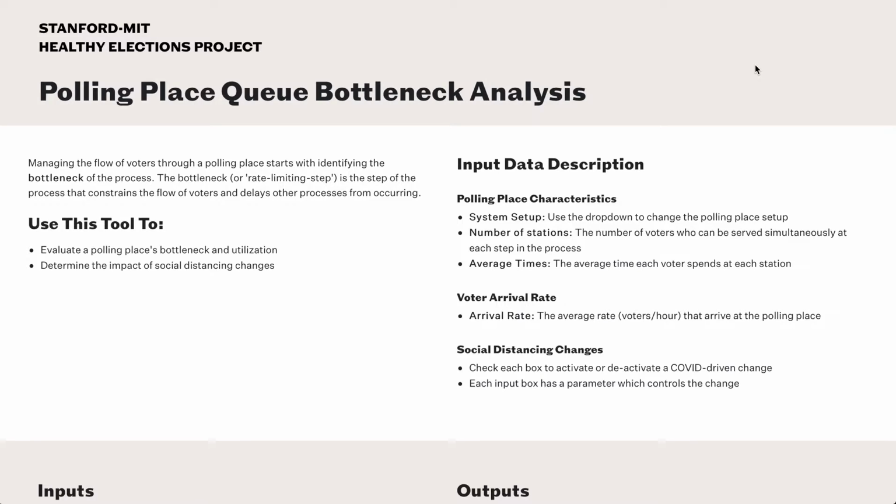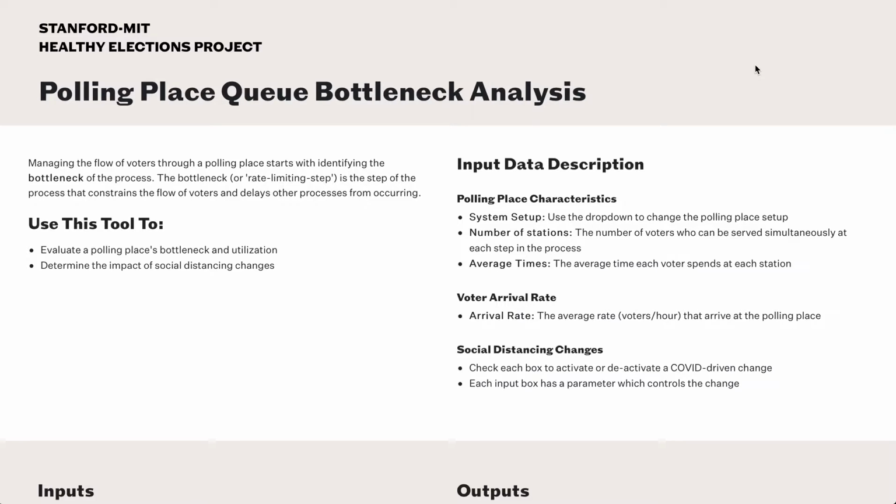This tool takes several things as inputs. The primary thing is the characteristics of the polling place, including the setup of the process, the time of each step, and the number of servers. It also takes the average voter arrival rate into account, and it allows for several different inputs regarding the impact of social distancing on the polling place process. We'll walk through each of these.